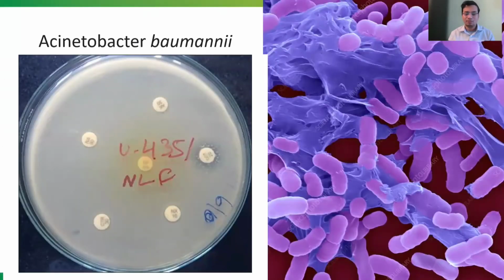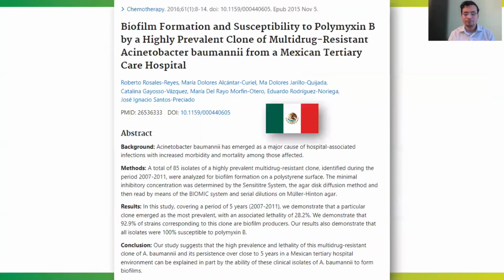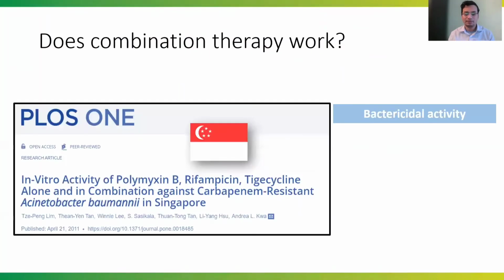So Acinetobacter baumannii is a major killer in ICU patients, especially due to its multidrug resistance property and capacity to form a biofilm. Findings from a Mexican study demonstrate 100% susceptibility of highly lethal MDR A. baumannii to polymyxin B, which suggests superior efficacy of polymyxin B against MDR and biofilm-producing A. baumannii isolates.